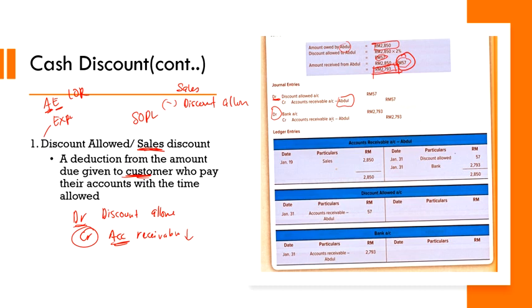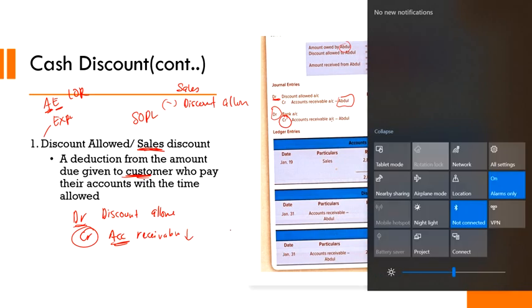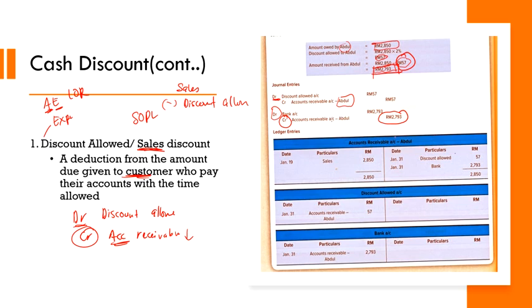Since he has paid all his debt, of course account receivable Abdul will decrease. Okay, how much? Same, 2793. Account receivable is an asset. When an asset decreases, you need to credit it. So that's why we will credit account receivable. So next we will do the ledger entry.